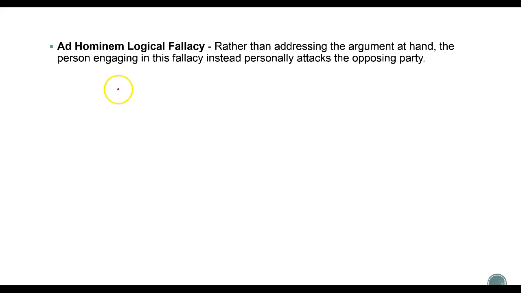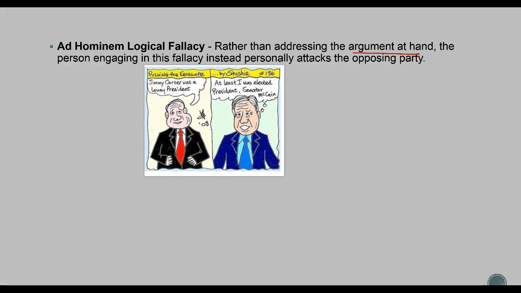Another logical fallacy is the ad hominem logical fallacy, and this one happens a lot in arguments, intimate arguments in families. Rather than addressing the actual argument at hand, the person engaging in this fallacy just attacks the person. So if somebody makes a logical argument, instead of arguing back, you'd say, well, I don't like you, or well, you're ugly, or something like that. So you're just attacking the person instead of actually making an argument.